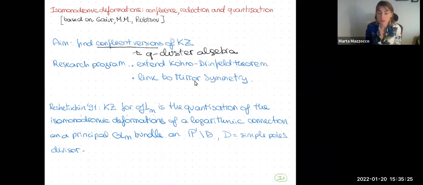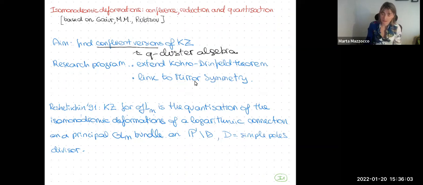So the start of the work is an observation, in fact, by Reshetikhin in the early 90s, in which he said that such KZ equations, at least for the Lie algebra GL_M, and in fact the Kac-Moody extension of it, is the quantization of certain equations that I've come to love and study for many years, which are isomonodromic deformation equations of logarithmic connections on a principal GL_M bundle on the sphere with simple poles.